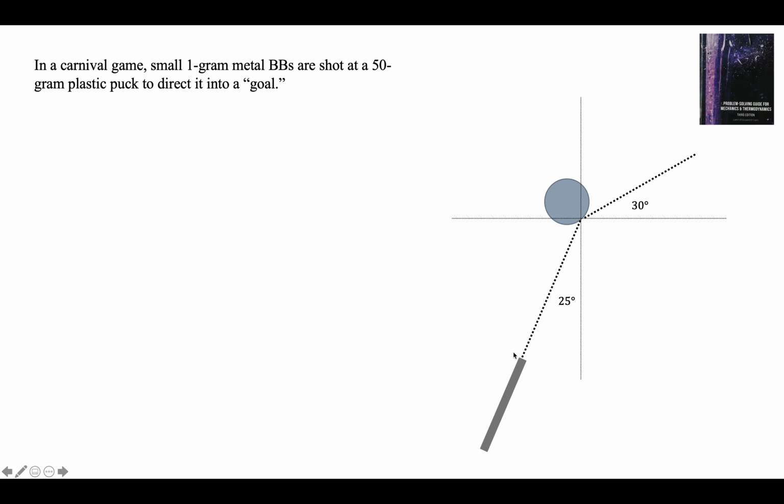We have a carnival game. We shoot 1 gram BBs at a puck. The puck is 50 grams. Try to get the puck into a goal. There's another guy over here shooting BBs. He's got a machine gun shooting BBs. We're just going to shoot one BB.